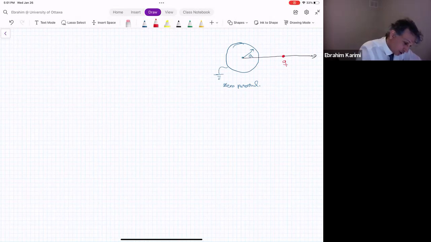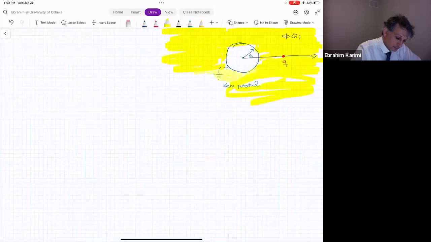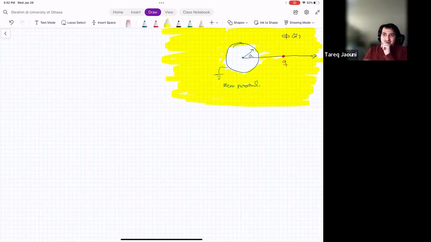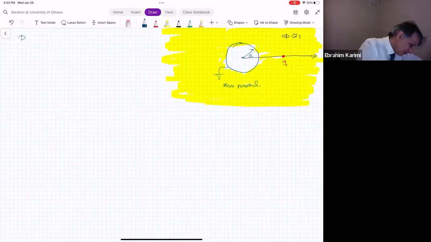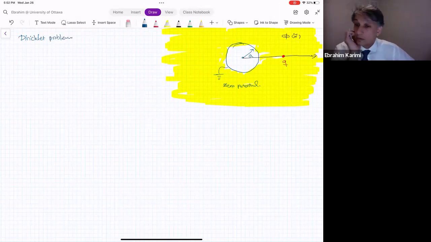The aim is finding the potential here, in this region, everywhere outside of the sphere, not inside. That's the goal that we have. What is the problem? Dirichlet or Neumann? Would it still be Dirichlet? The problem is a boundary problem. How should I solve it in MATLAB? Do you have any thoughts?